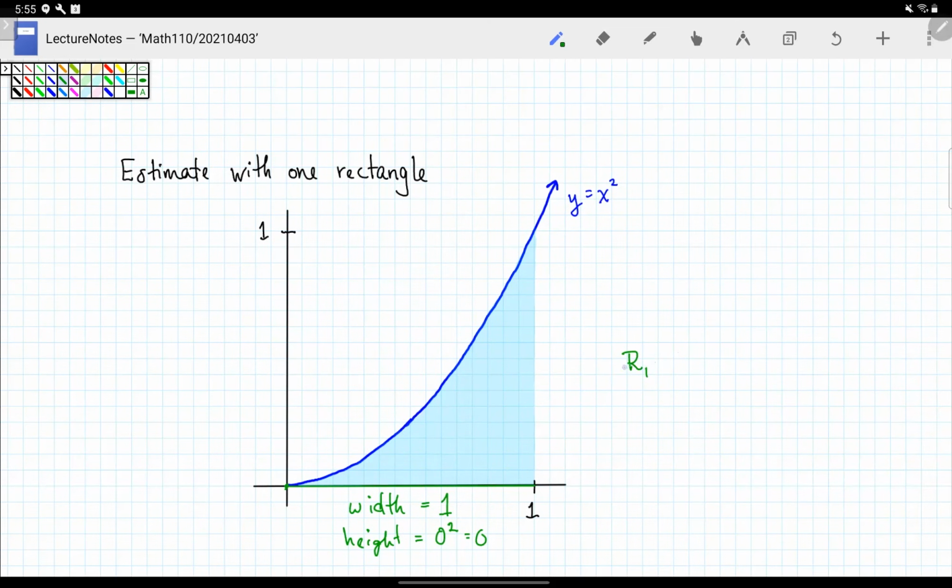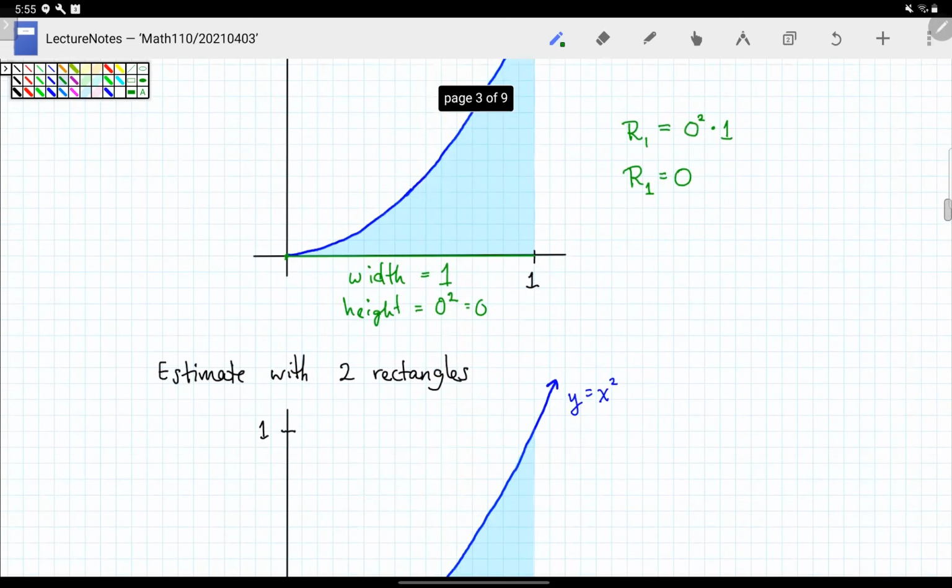So R sub 1, the subscript 1 means that I'm using one rectangle, one subinterval. R sub 1 is going to be the height is 0 squared and the width is 1. So that is 0. Again, a pretty bad first estimate, but we're going to refine this by taking more rectangles.